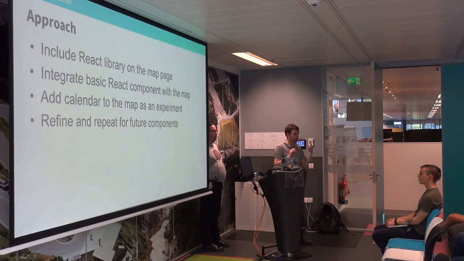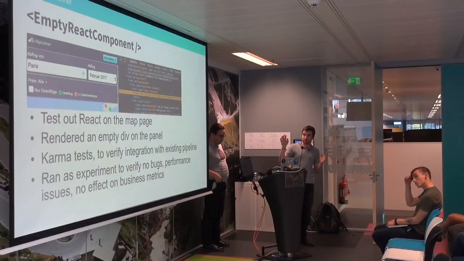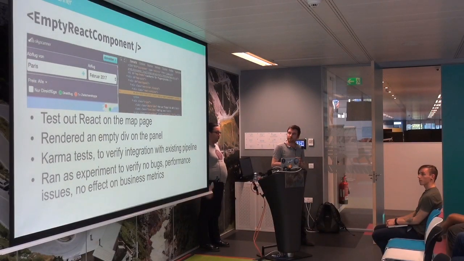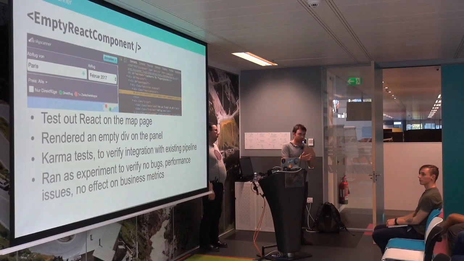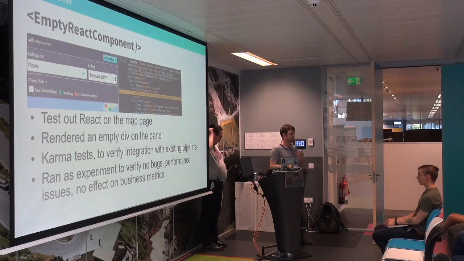And then take a look back and see what we could have done better and change that for the future. So this is the first component that we did in React on the CoffeeScript front end and JavaScript front end. It's just an empty div, just to see if we could actually render the map page. So we had the component being rendered, all that was kind of native JSX. We had Karma tests that verified that we could actually test stuff done in this way.